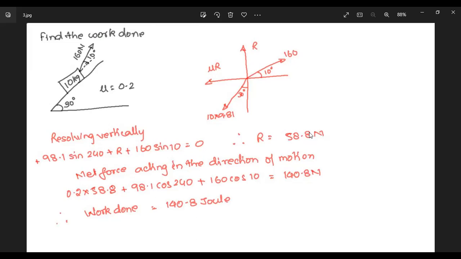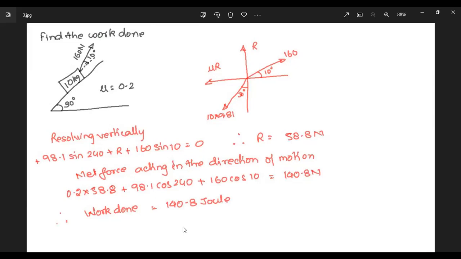Now, if you resolve it in the direction of motion, means horizontally, you get the total work: 0.2 into 58.8, this is mu R, and this 98.1 cos 240, 98.1 is mg, and 160 cos 10, 160 is given here. So if you add up all the forces in the direction of motion, you get a net force of 140.8. So 140.8 is the net force.